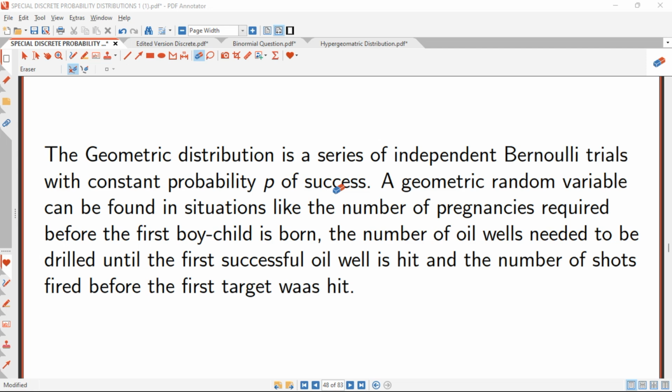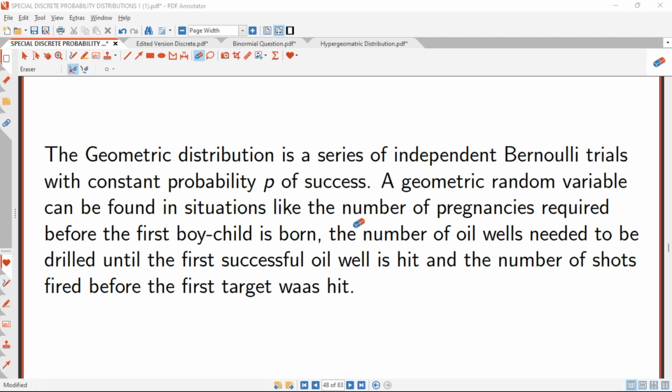These are some examples of a geometric random variable. The first is the number of pregnancies required before the first boy child is born. Let's say a woman may give birth to a series of children. For instance, maybe she has given birth to 5 children, all of them girls. If she gives birth to a second child who is a boy, that is the first success of that woman giving birth to a boy. And this example is a geometric random variable.